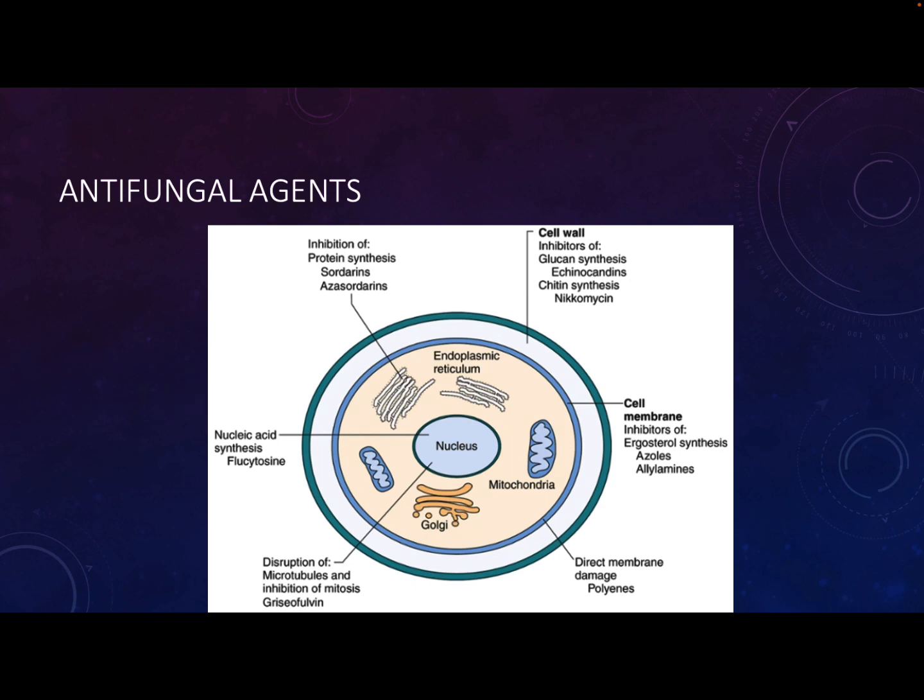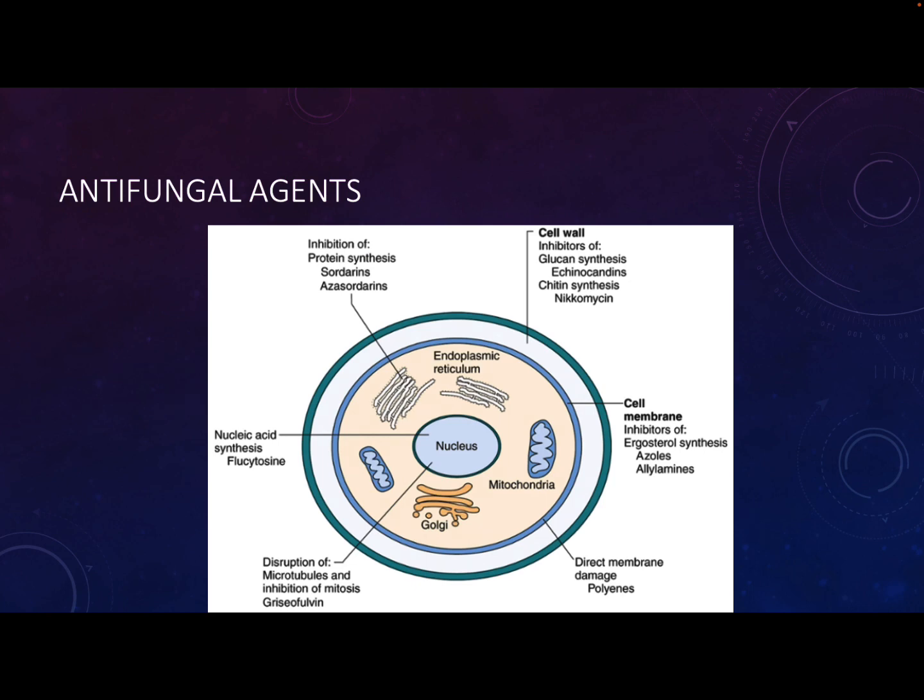One of the best targets is going to be the one feature of a fungal cell that is so different from ours, and that's the cell wall. Right? We don't have a cell wall. So if we can inhibit the fungal cell wall, that's good. So fungal cell wall inhibitors.